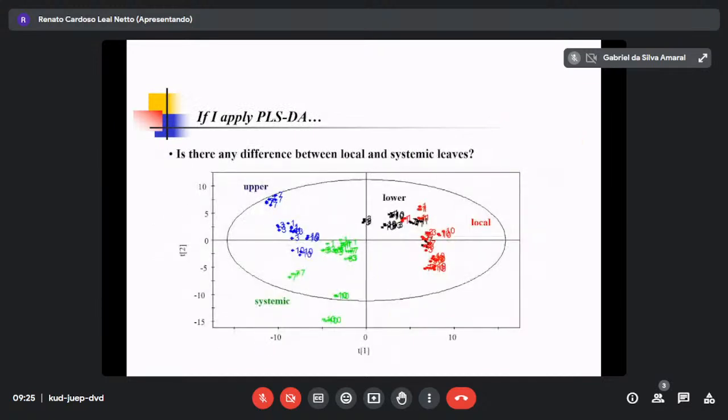Now, is there any difference between local and systemic leaves? Look at this one. Here are lower leaves and upper leaves. Here, this one, systemic leaves, and every fork is coming here. Now you can find which metabolites are higher. In this case, it is working very nicely.